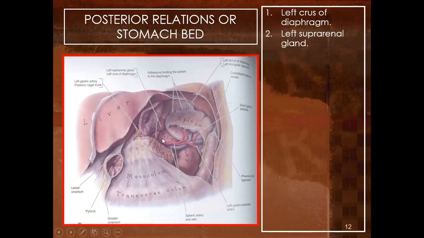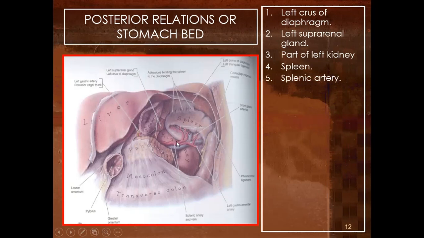Here is the kidney, the left kidney, and just above that is the left suprarenal gland. Left suprarenal gland as well as the left crus of the diaphragm, both are behind the stomach, or on the stomach bed. Then part of the left kidney, as you can see here, a part of the kidney can be seen. That is also there. Then we have the spleen. A large part of the spleen can be seen. So it forms the stomach bed.